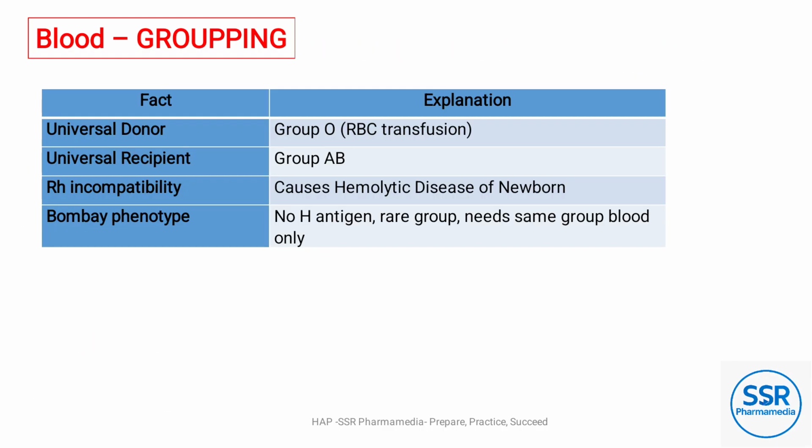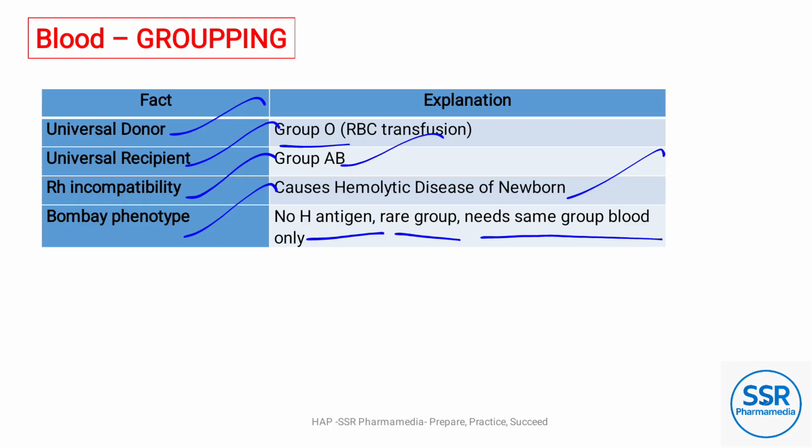So next, blood grouping: universal donor, universal recipient, RH incompatibility, and Bombay phenotype. Universal donor is group O and universal recipient is group AB. RH incompatibility causes hemolytic disease of newborn, and in Bombay phenotype, the H antigen is absent. It is a rare group and needs the same group blood only.